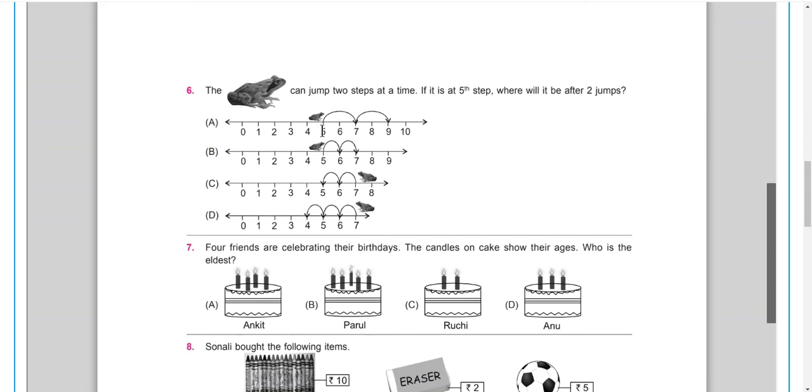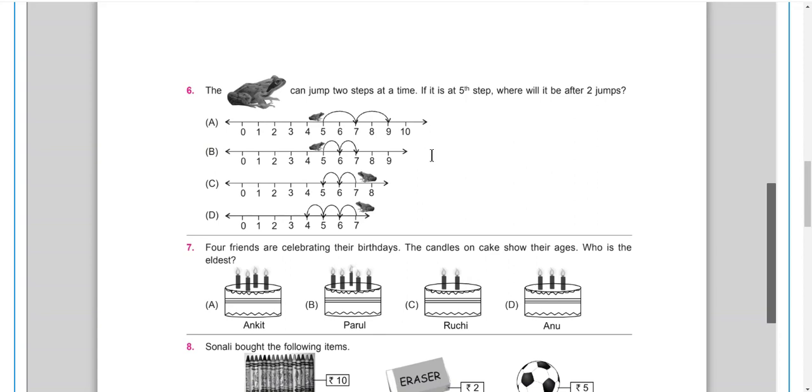He is jumping 2 steps, and he is on the 5th right now. So can you tell me, by seeing this number line, what will be the exact answer? Just looking at this number line, I feel it's 9. Okay, my answer is 9. So what will be the correct answer? 9, option A.